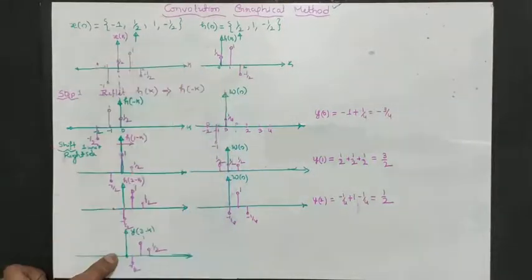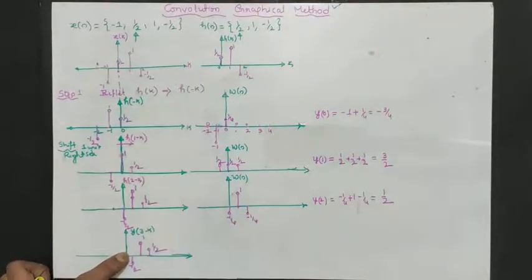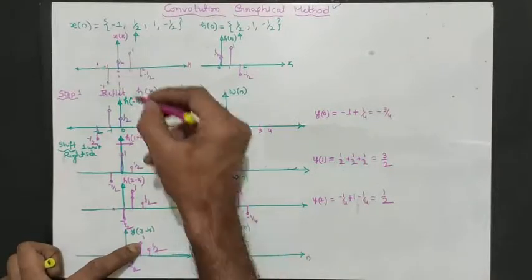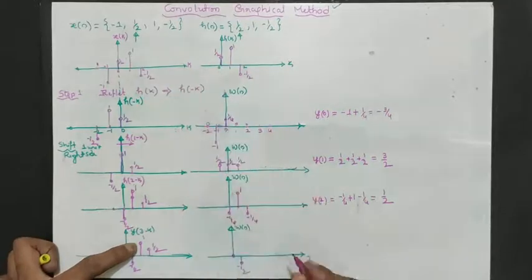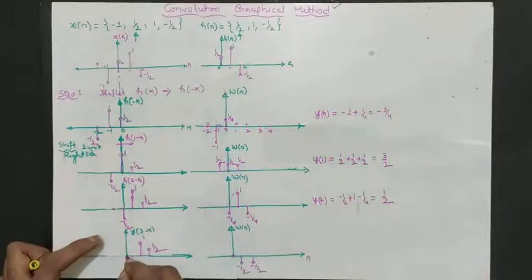This, and again x of k multiplication, minus half into 1. No signal present here. Minus half into 1 means minus half. Then 1 into minus half is minus half. Okay, nowhere else the signal is present. And here it is 0, here it is 0.